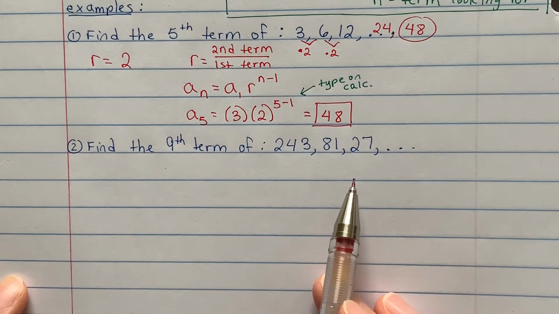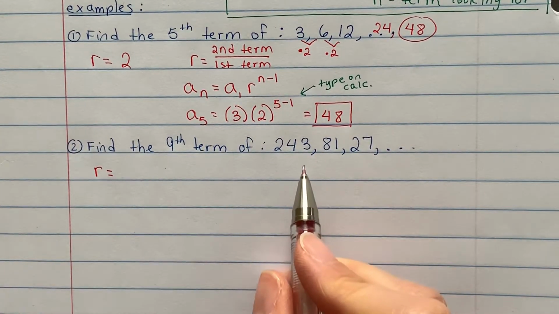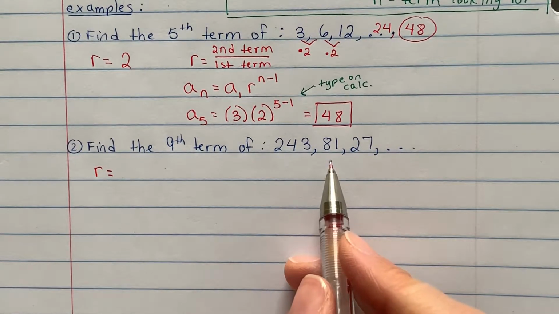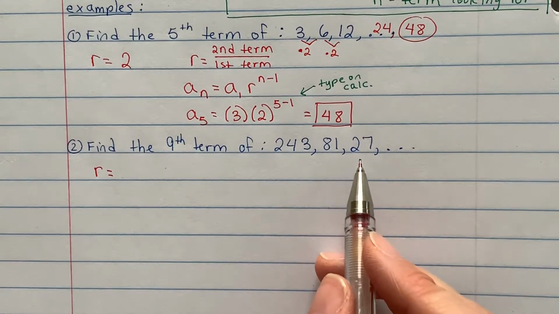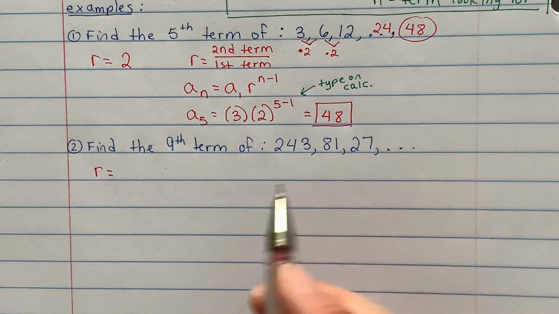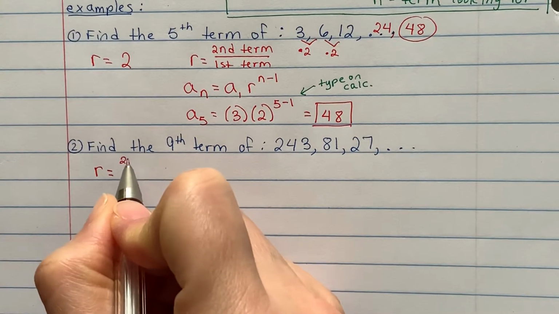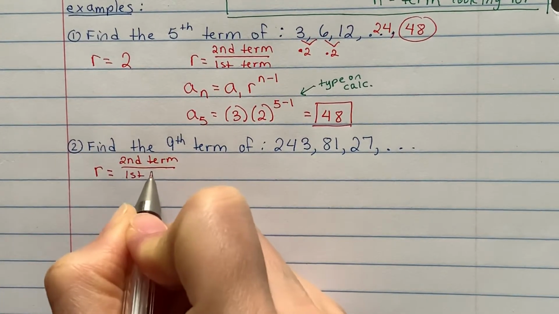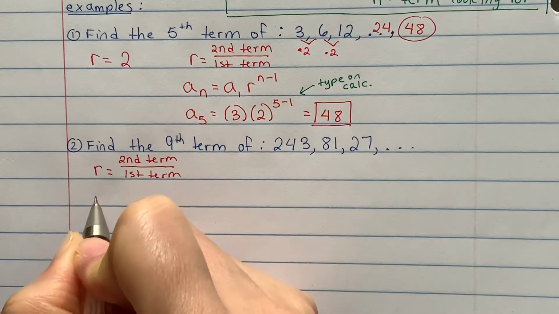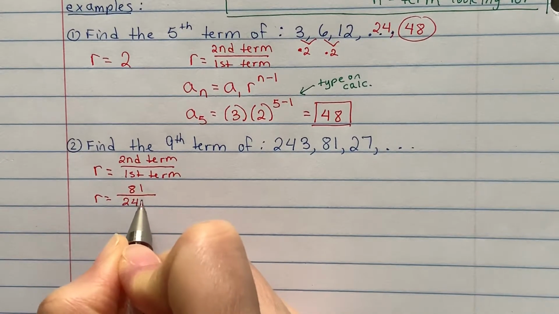Boy, oh boy, this is pretty challenging to figure out what r is. r is what you're multiplying by to get from the first term to the second term. Can you figure out what's happening? Maybe from the second term to the third term is a little bit easier. Can you see what's happening? I'm having a hard time seeing what's happening, so I'm going to go back and use that strategy from above. I'm going to take my second term. I'm going to divide that by my first term. So in this question, I'm going to take the number 81. I'm going to divide that by 243.